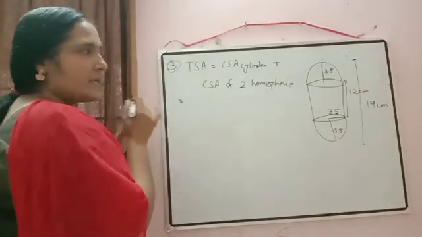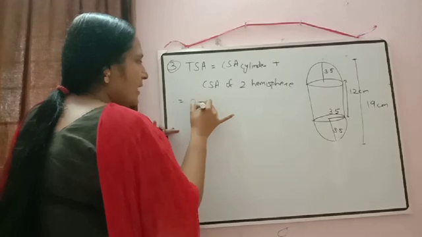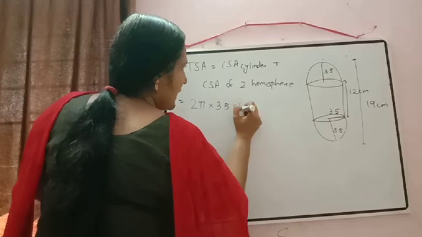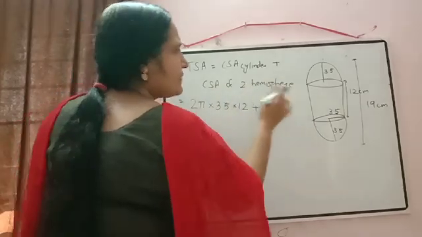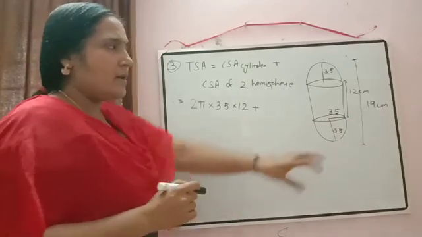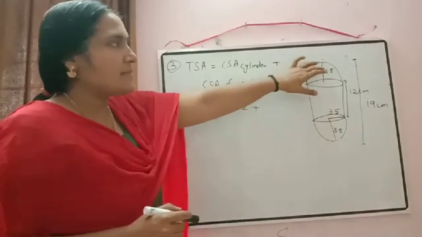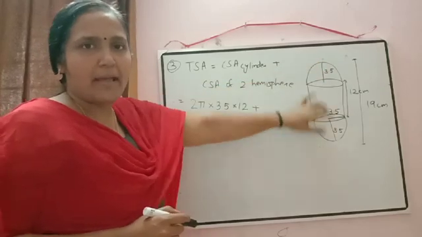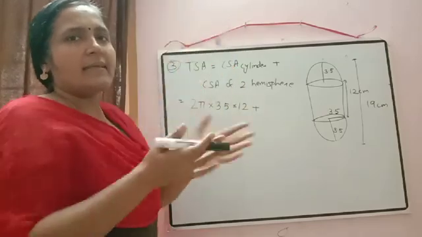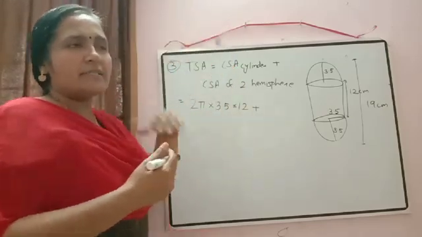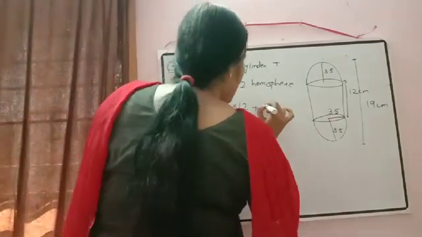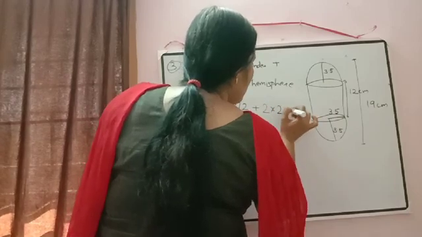Formula for curved surface area of cylinder, 2 pi r h. 2 pi into radius 3.5 into height 12, plus curved surface area of two hemispheres. What is the curved surface area of a hemisphere? 2 pi r square, and for the other also it will be 2 pi r square. So two hemispheres if we combine, what will we get? We will get a sphere. And we know surface area of a sphere is 4 pi r square. So directly, otherwise you can write in this way, 2 into 2 pi r square.